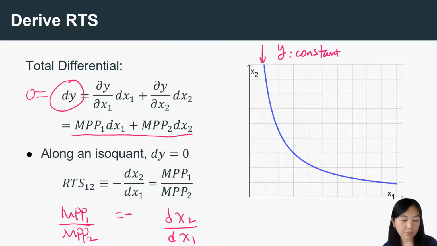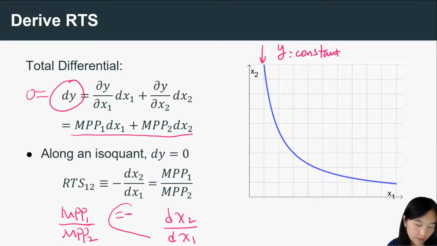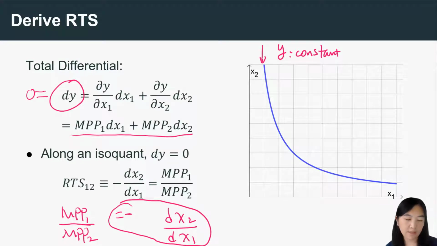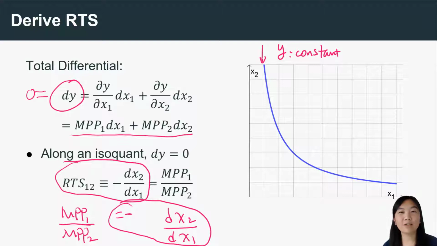And we ended up with this relationship. And if you do remember, this part is the definition of RTS. So this is the definition. So then you get this: RTS is actually the ratio of the two MPPs. So the rate of technical substitution is equal to the ratio of the marginal physical product of those two inputs.